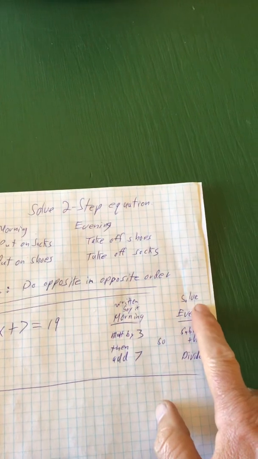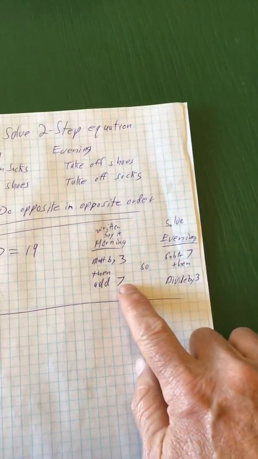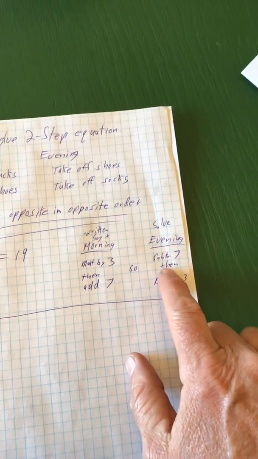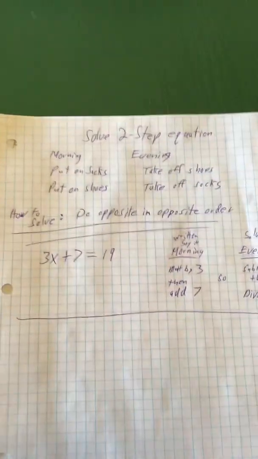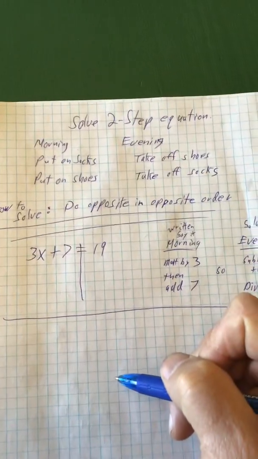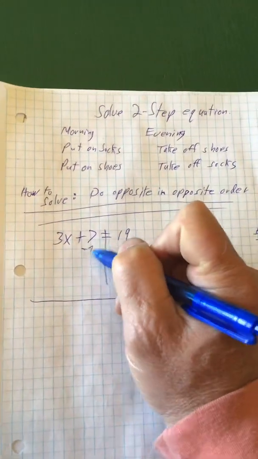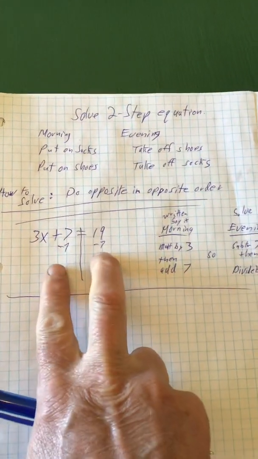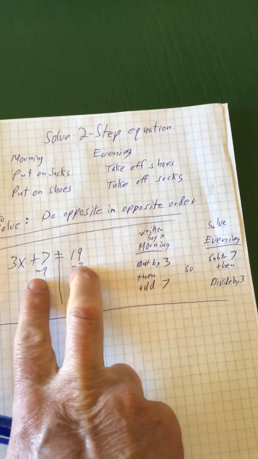Well, here, solving, the first thing you do is the opposite of adding 7, subtracting 7, and then the opposite of multiplying by 3 is dividing by 3. So this is the rhythm I want you to get into. So you draw your line, because you can do the opposite to both sides. So now I got my plan here. I'm going to subtract 7 from the left side, so I'm going to subtract 7 from the right side. I'm going to subtract 7 from both sides. As long as I do the same thing to both sides, it's going to stay balanced.